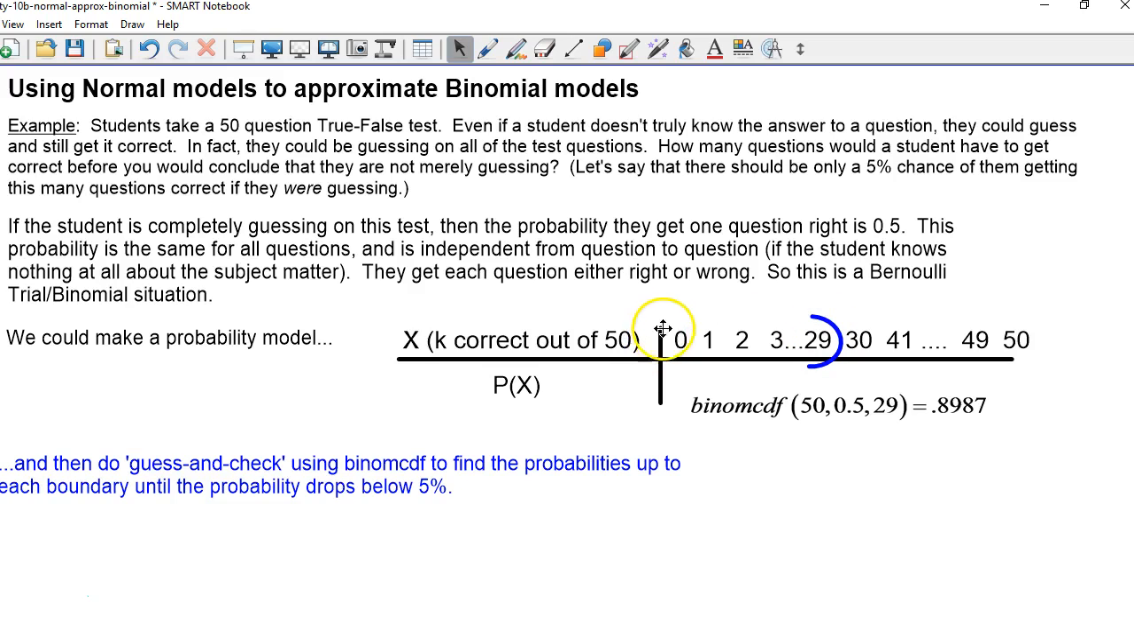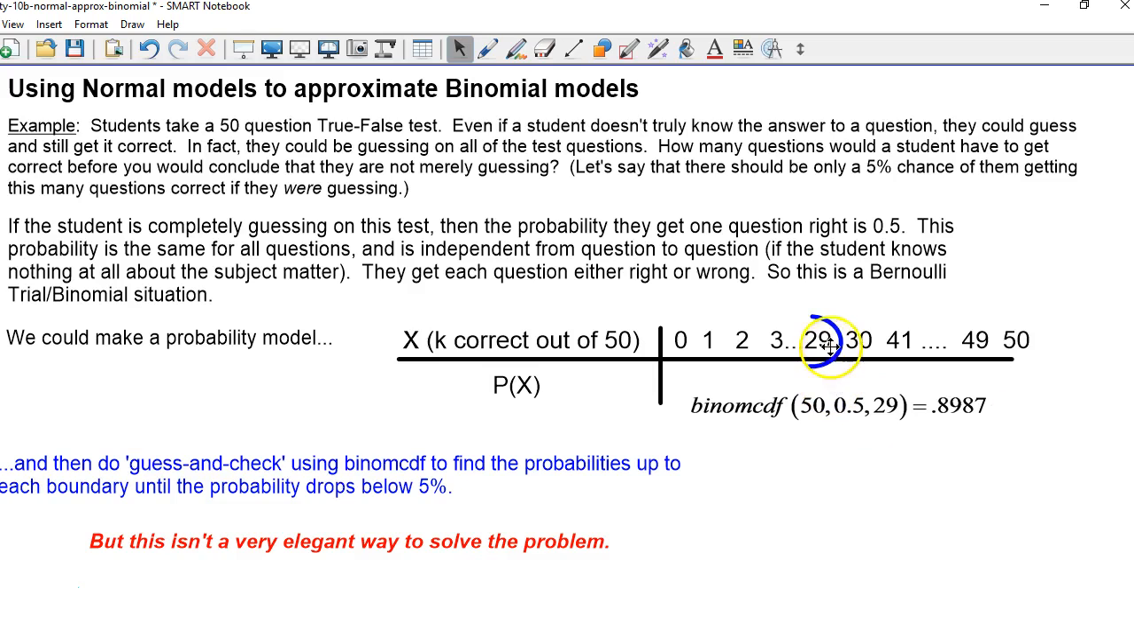So they could get up to 29 questions correct, and we could figure that out with a binomial CDF function by doing 50 questions, probability of an individual question being right is 50%, up to 29, and that would be 89.87. And we could keep doing that guess and check until we find a value that drops below 5%. So something where this calculation is 95% or above. That's not a very elegant way to do the problem, but it would work.